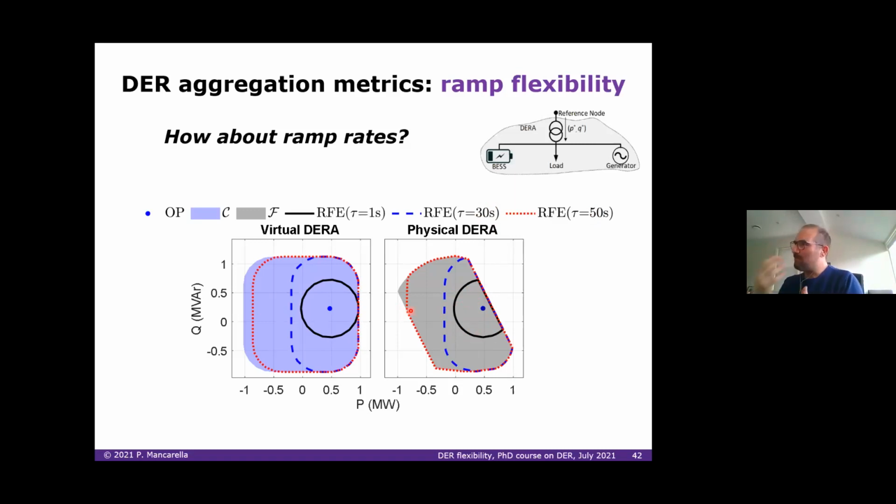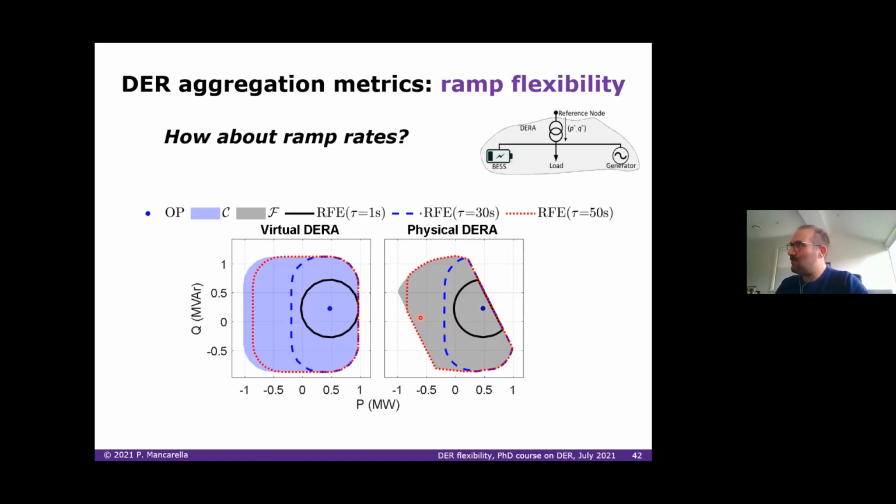So this is a ramp flexibility. What I call here RFE is the ramp flexibility envelope, because these new envelopes here are also characterizing how fast I can change operating point.